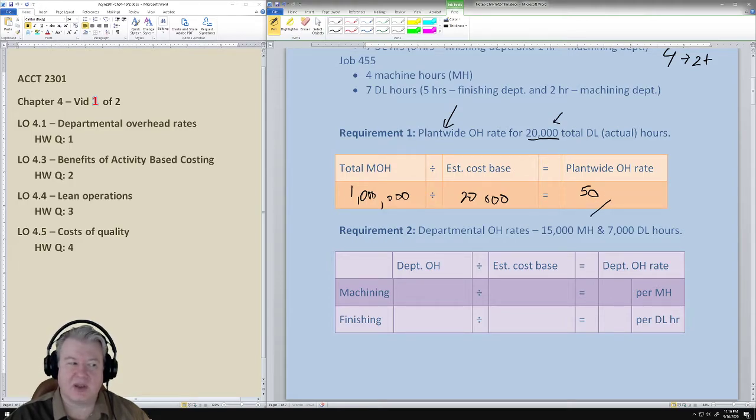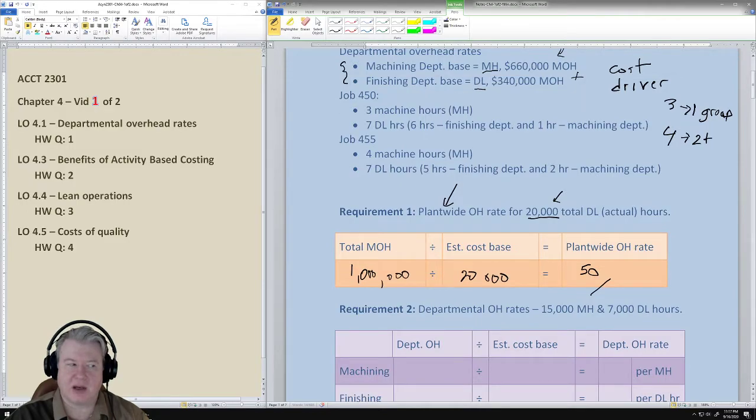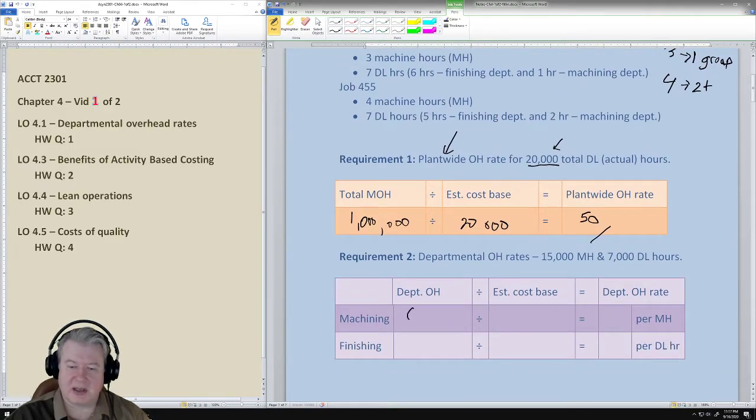Now it says figure out the same rates, but using the departmental overhead. So departmental uses a slightly different amount, right? We're using 660, and we're using 340. And we've got machining using machine hours, so this is 15,000, and that comes out to $44 per machine hour. And the next one is 7,000 direct labor hours, and that comes out to 20.